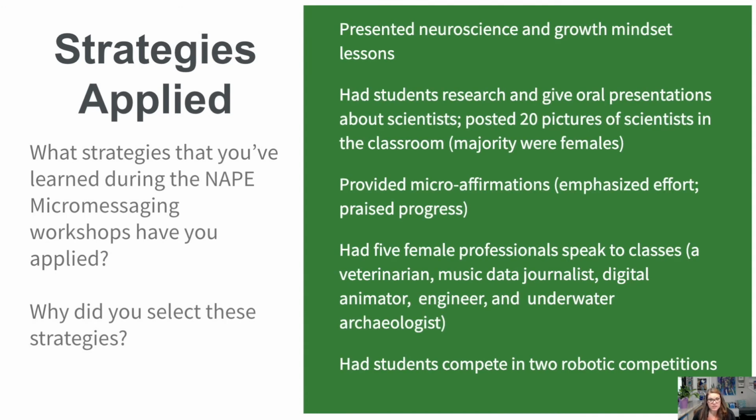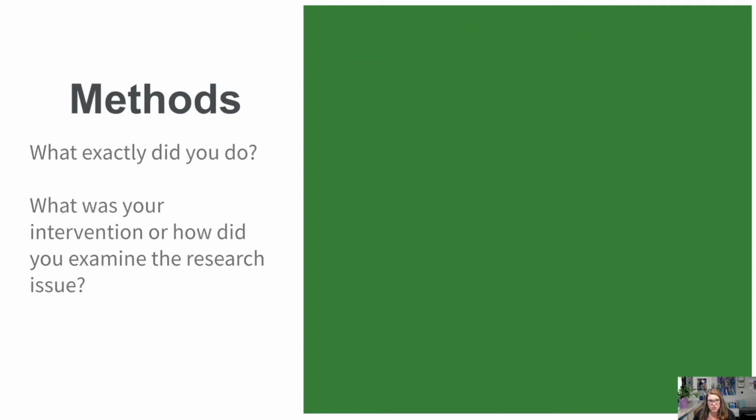So some of the strategies that this example applied is they presented neuroscience and growth mindset lessons. They had students research and give oral presentations about scientists. They posted pictures of scientists in the classroom, the majority of which were female. They provided micro-affirmation, so they emphasized effort and praised progress. They had female guest speakers come to the class and talk to the students. And they had students compete in a couple of robotics competitions.